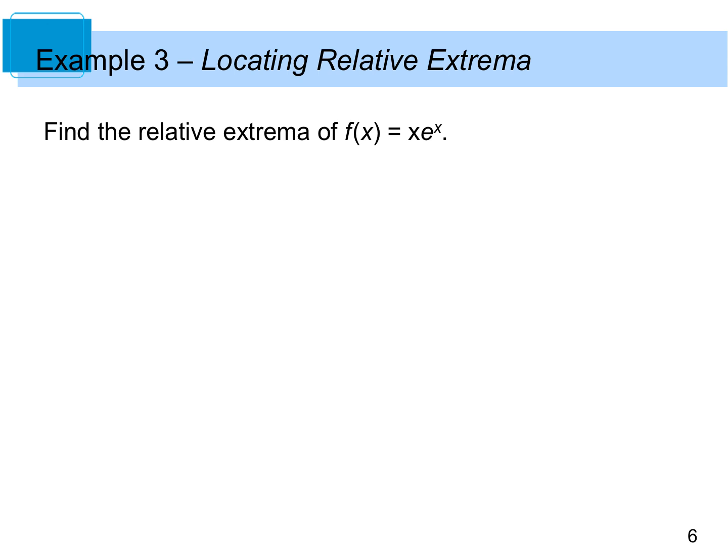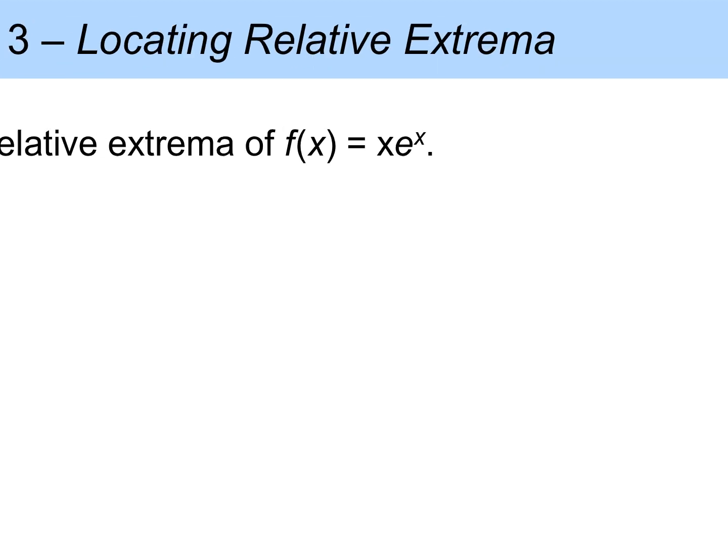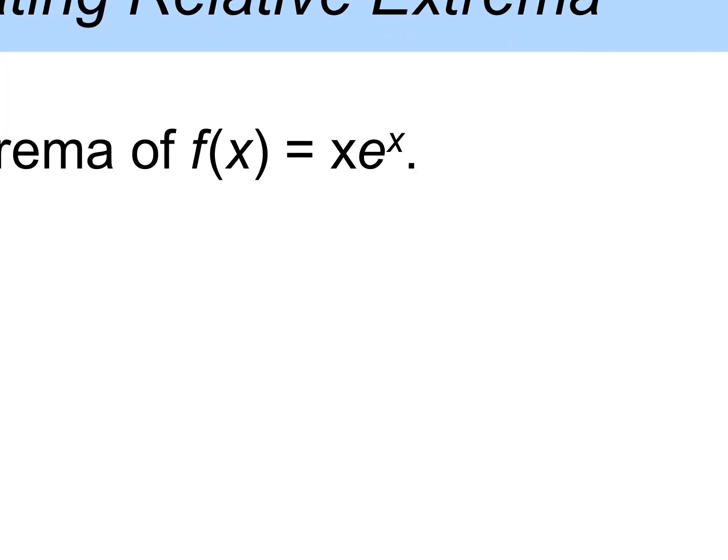Example 3 says find the relative extrema of our function. So this is incorporating what we did in chapter 5, I think it was. To find our relative extrema, we're looking to see if we have a relative max or min, so we need to do the first derivative test. So first thing we need to do is take the first derivative.